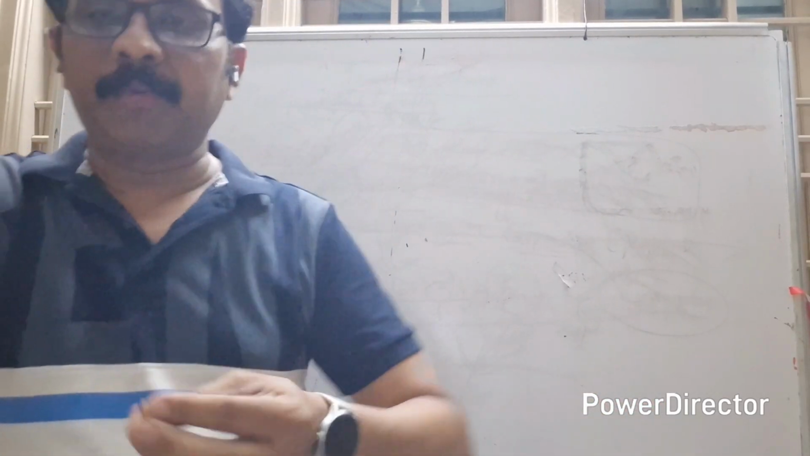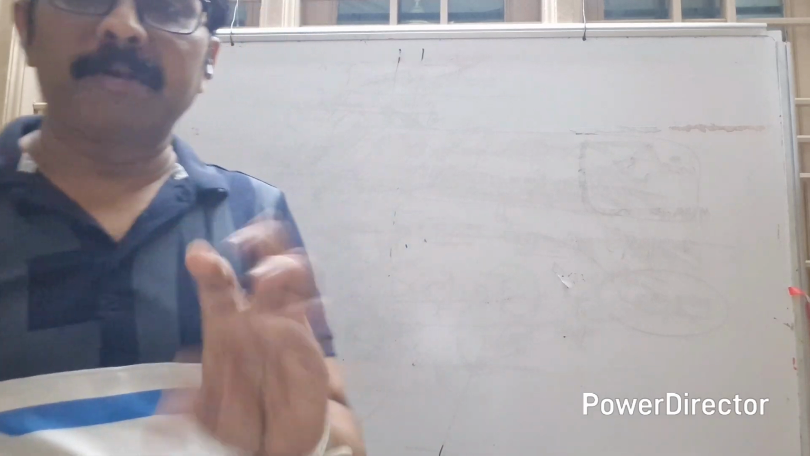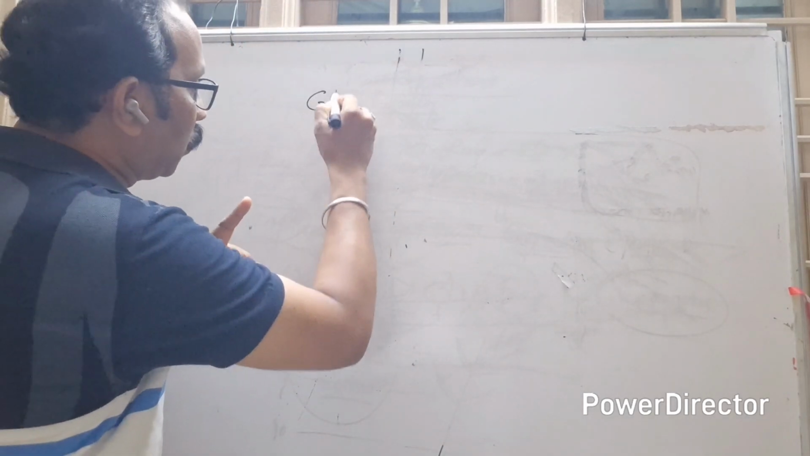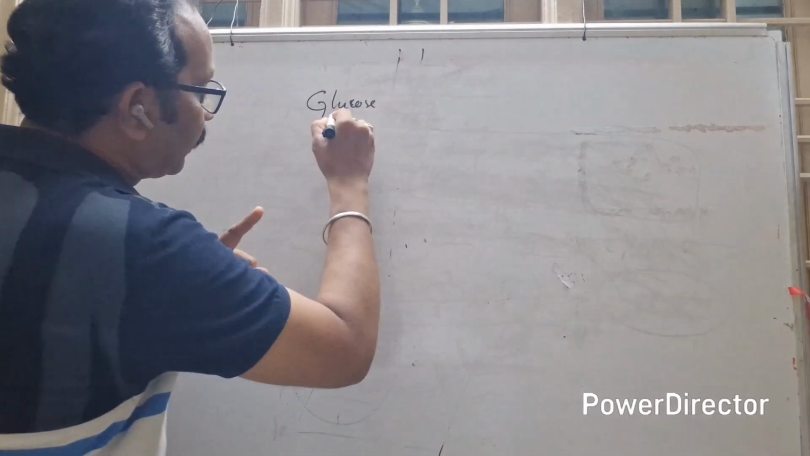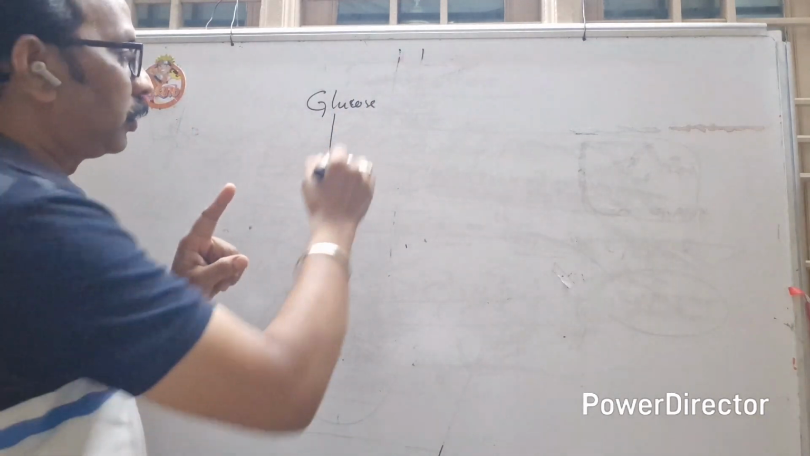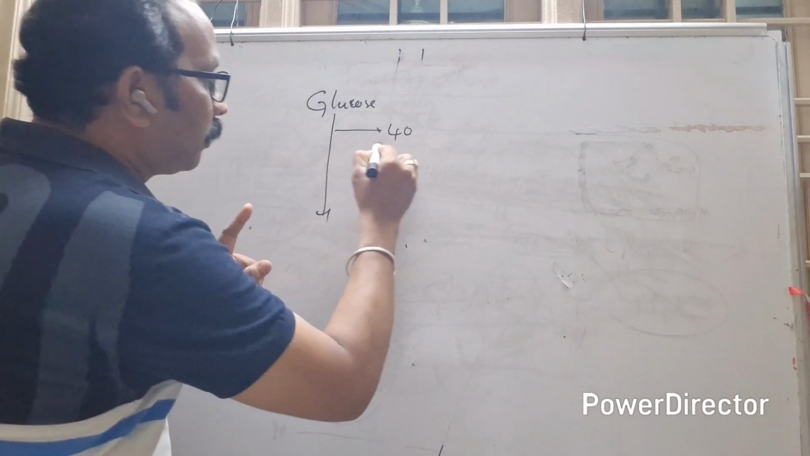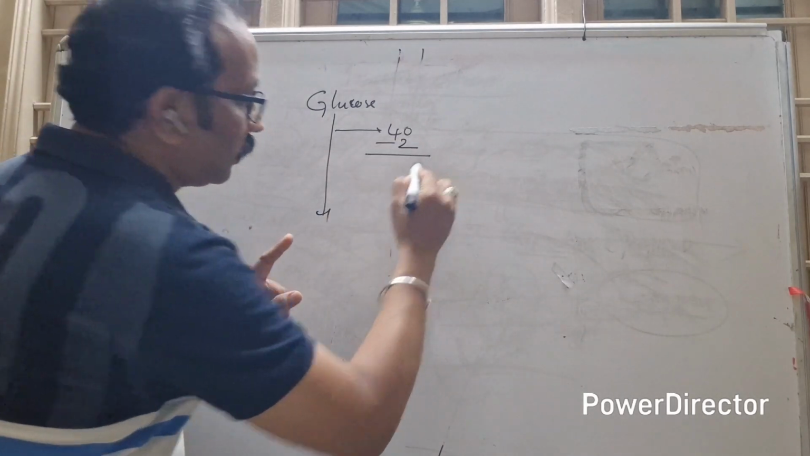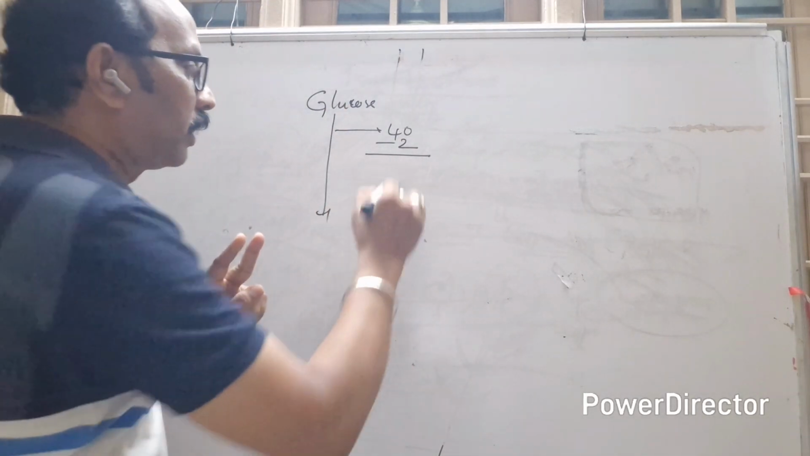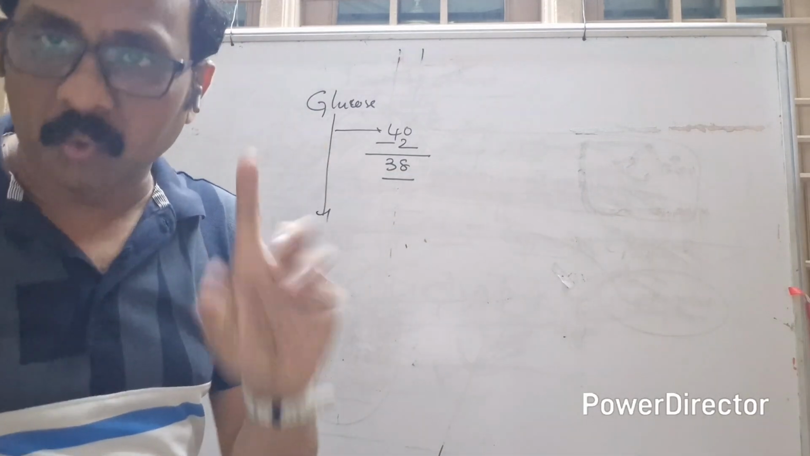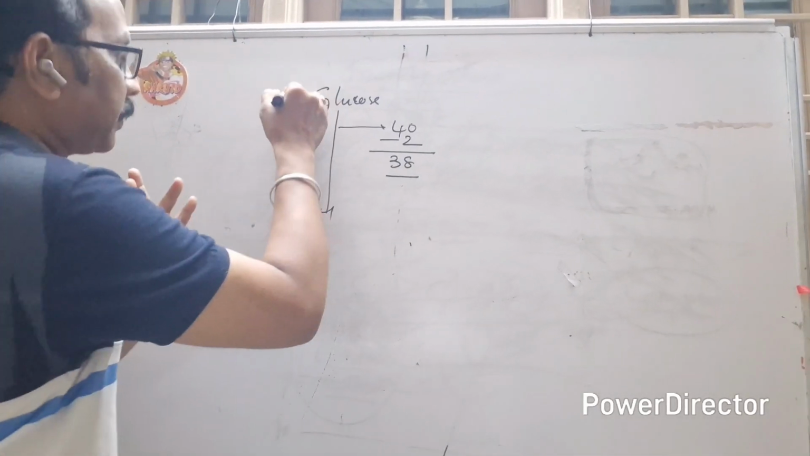For example, in respiration, one thing you have to remember. First of all, if the question says glucose is the respiratory substrate, the total ATP is 40. Net ATP: 2 ATP will be removed, and the answer is 38 net ATP for complete oxidation of the glucose.